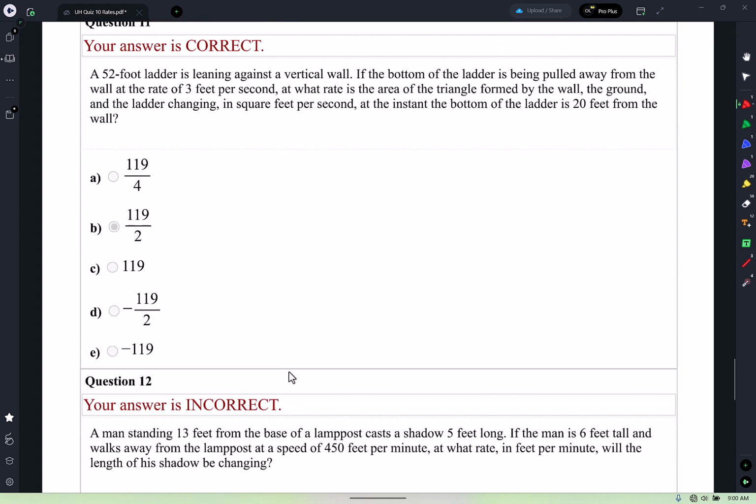All right. A 52-foot ladder is leaning against a vertical wall. The wall has to be perpendicular to the ground, right? I guess if you're an architect, you can make different walls. So this is 52, so you can put that in there because that's static. If the bottom of the ladder is, so I'm going to say this is X and this is Y, being pulled away from the wall at a rate of 3 feet per second, so that's dx/dt.